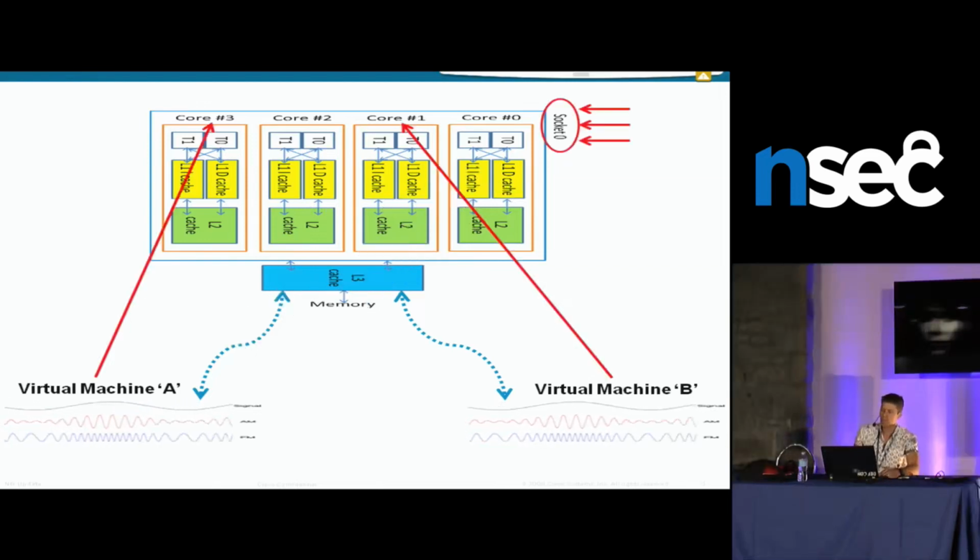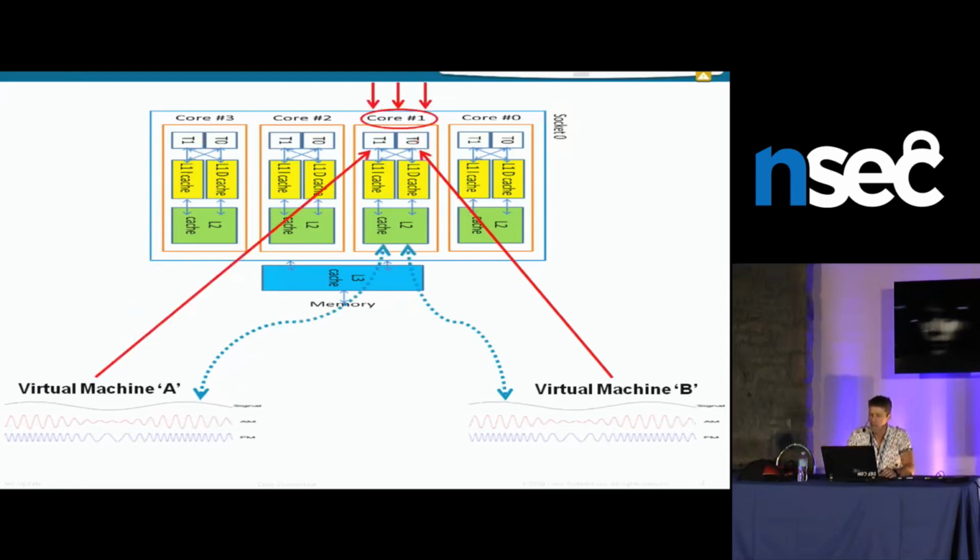Just one thing to notice before we start. For this trick to work, your virtual machines have to be co-located on the same physical socket. They can be floating on any core. It doesn't matter as long as they are on the same physical socket. The reason is that the L3 cache is shared within a socket. It doesn't span across multiple sockets.